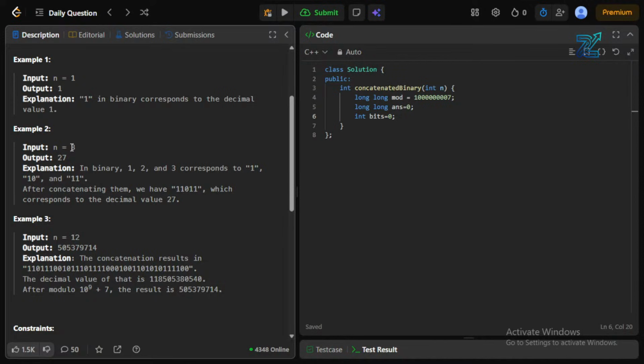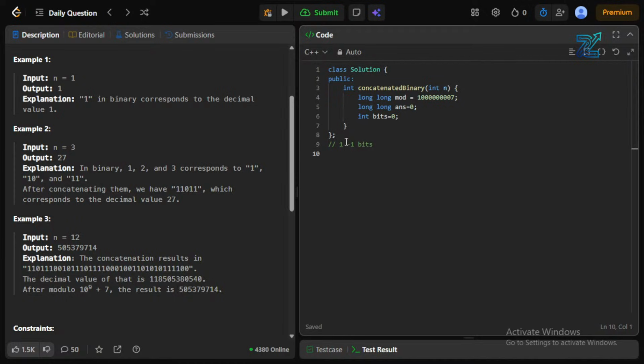So if we see an example, example 1: in bits it will store 1 bit. If the input is 2, then we will store 2 bits, right? If the input is 3, we will store 2 bits in it. If the input is 4, we will store 3 bits in it, right? So we need this to shift correctly, okay?